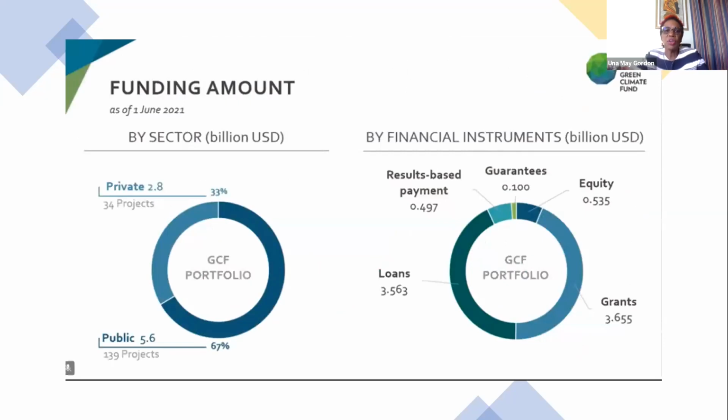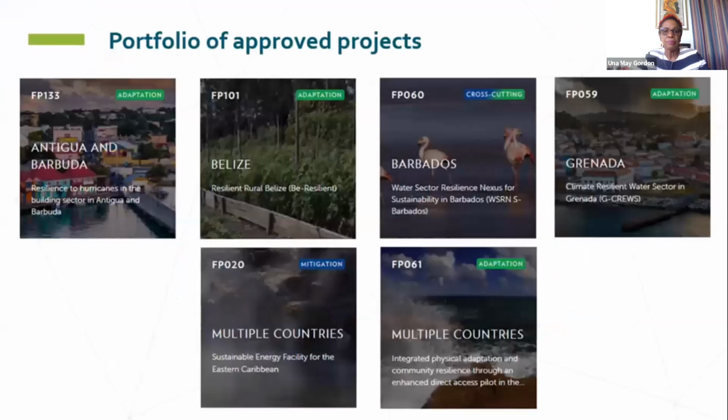Look at the amount by sector, look at the private sector itself and the public sector and how the access and how the instruments are aligned. And you can actually see how the GCF is rolling out the financing. You can see that there is a large loan portfolio as well, matching with the grants, but also that there is some amount of guarantees and results-based payment that is aligned to the portfolio in terms of the instruments.